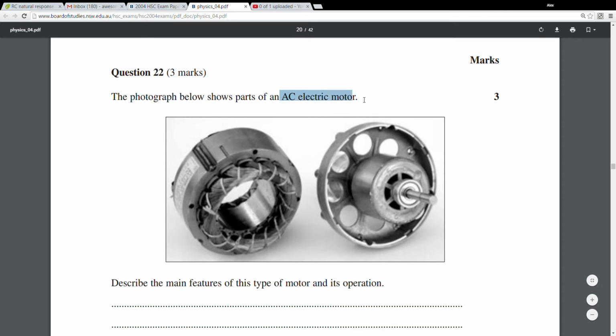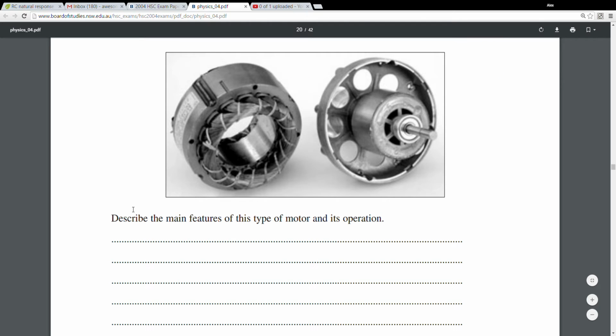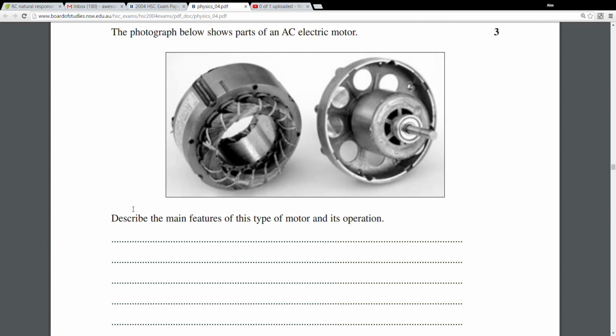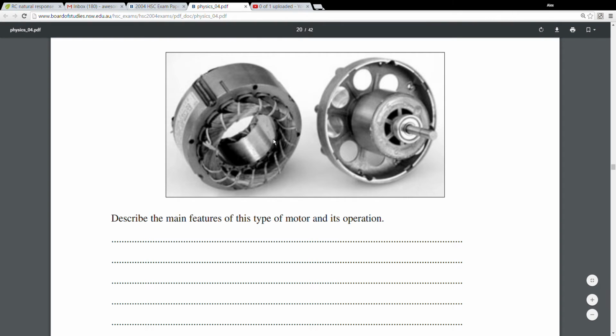Oh look, now this time we have an AC electric motor. Describe the main features of this type of motor and its operation. Well, it's AC input. It looks like an induction motor to me. You've got all these coils on the outside, and then you've got the axle in the middle. So it just says describe the main features of this motor, and then we're going to need to relate its features to the operation, so probably make reference to a squirrel cage, the coils on the outside, axle in the middle, coils always having changing current, which makes a changing magnetic flux, and then mention Lenz's law, it tries to oppose it, so it tries to keep up with it.